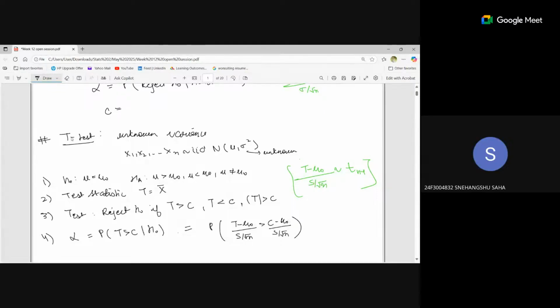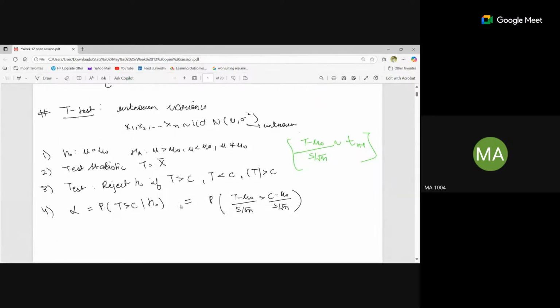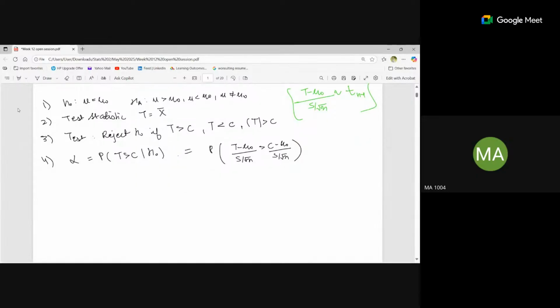Ma'am, are the values the same as the standard normal table, or are they different? No, it's different. It will be a t table, since it's a t distribution, right? They will be using the table. And how does the distribution look, like normal? Yeah, it will be kind of normal. So this will be mu naught.